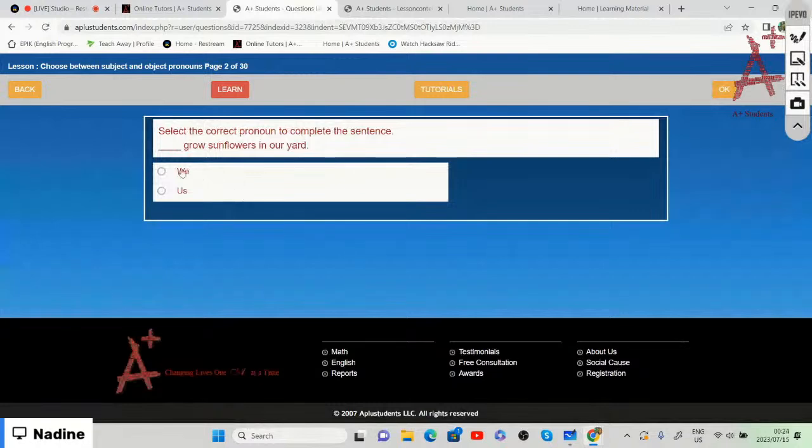All right. Is it we grow sunflowers in our yard or us grow sunflowers in our yard? So it's either we grow sunflowers in our yard or us grow sunflowers in our yard. We need to choose the correct pronoun.